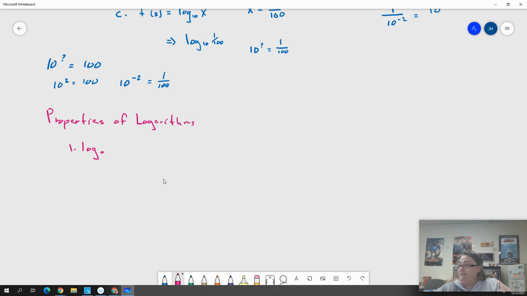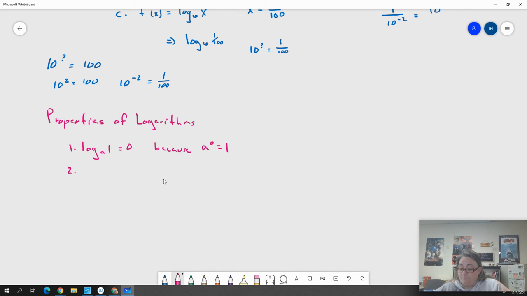Number 1, log base A of 1 equals 0 because A to the power of 0 equals 1. Anything I raise to the power of 0 equals 1.